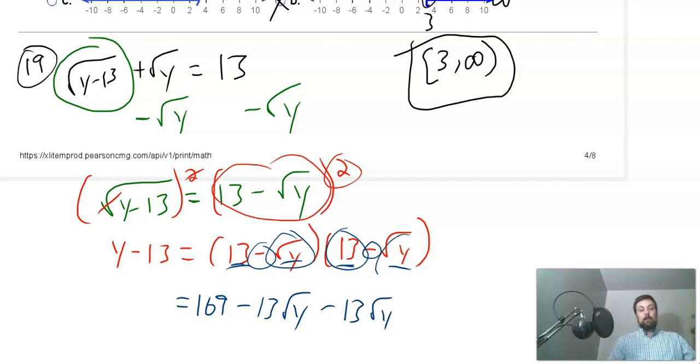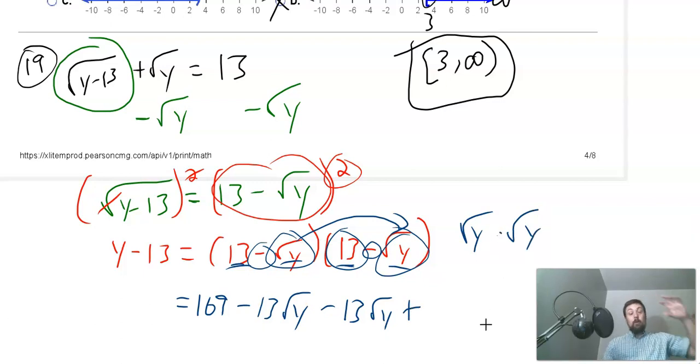And then the last 2 terms get multiplied together. Negative times a negative will be positive. And then we're going to get square root of y times the square root of y. Now, when you multiply those together, a shortcut there is that a square root multiplied to itself makes the square root go away. The square root of y times the square root of y is just equal to y. You really need to use that shortcut in this situation.